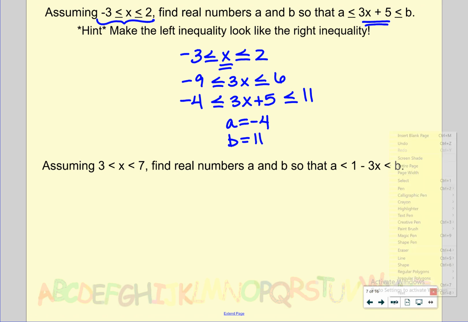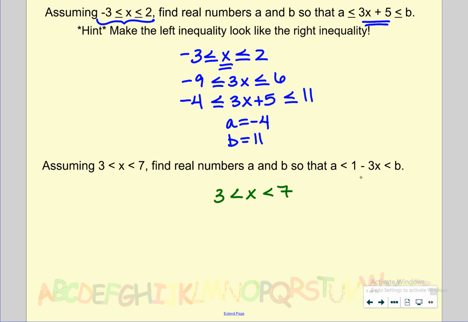Okay. So let's do the last one. X is between, oops, it's just less than here, between 3 and 7. I want to build that 1 minus 3x. What would I have to do first? Yep, multiply by -3.